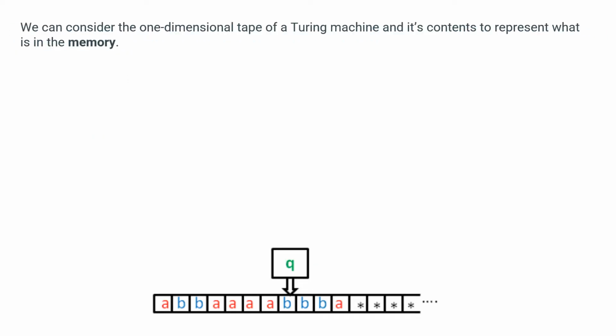Now, this theoretical machine we would consider to not have any other place where something could be saved in memory. So all of the memory that a Turing machine would have at its disposal is just what's written there on the tape. So we can consider the one-dimensional tape and its contents to represent what's in the memory.